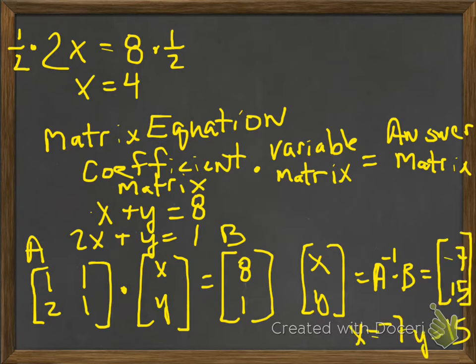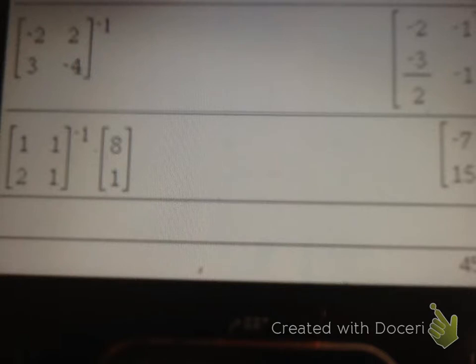If you type this in correctly, you should have an answer of negative 7, 15. And again, you see how it should look on the calculator. You want that raised to negative 1. You want times here, even though this is a little blurry. Negative 7, 15. The top number will be your x. The bottom number will be your y.